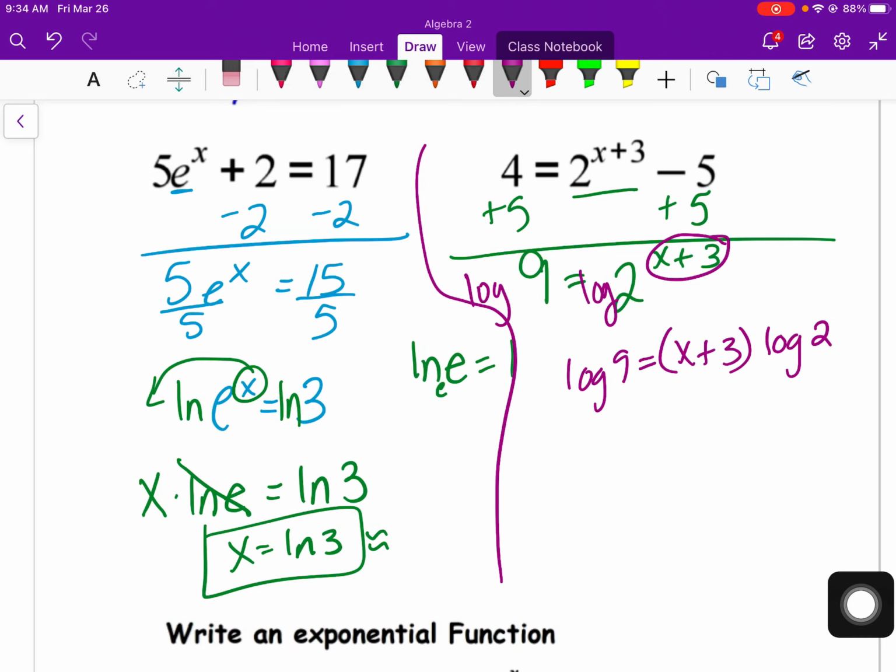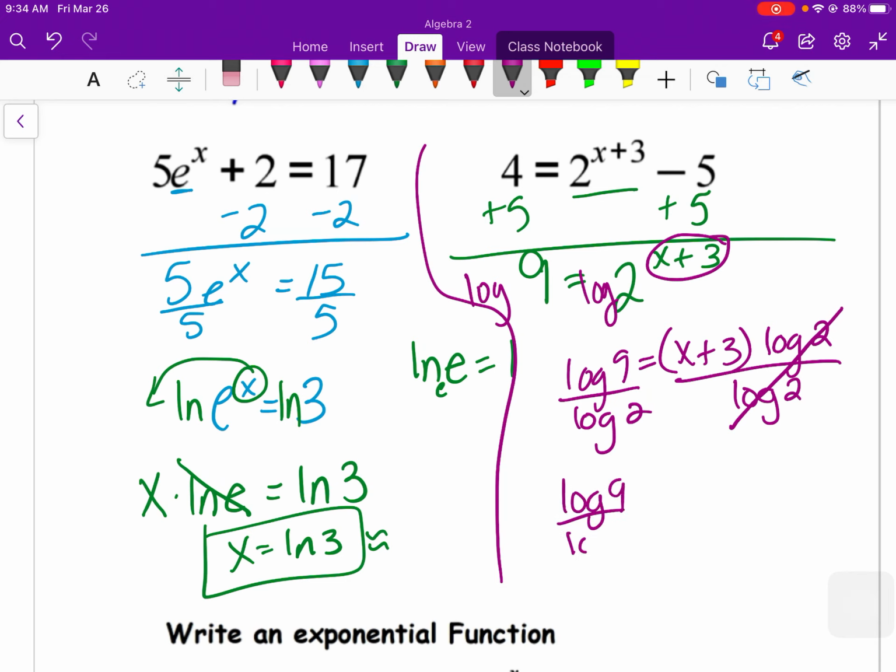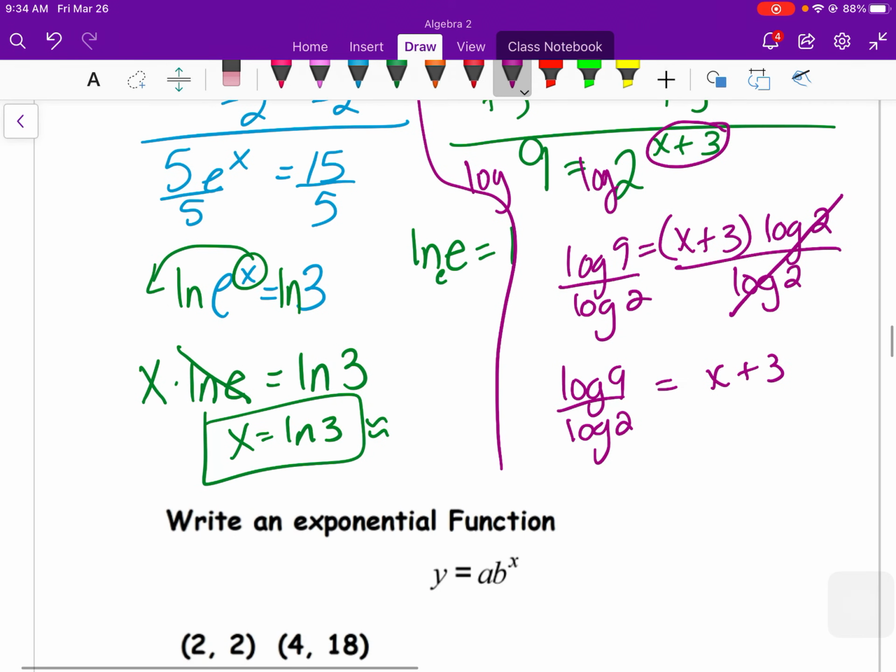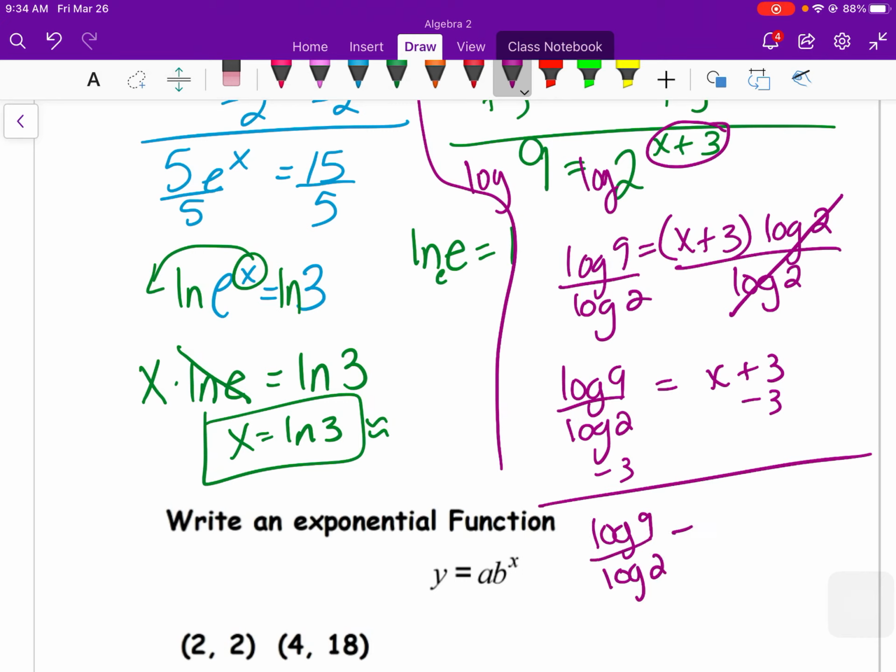So to get the x by itself, the first thing I'm going to do is divide by the log of 2. So then I get log of 9 over log of 2 equals x plus 3. Then to get x by itself, I would subtract 3. So the exact answer here is going to be log of 9 divided by log of 2 minus 3 equals x.